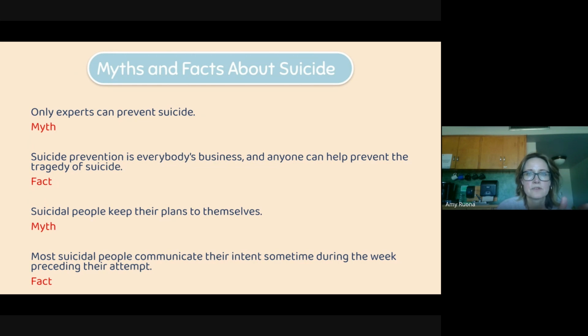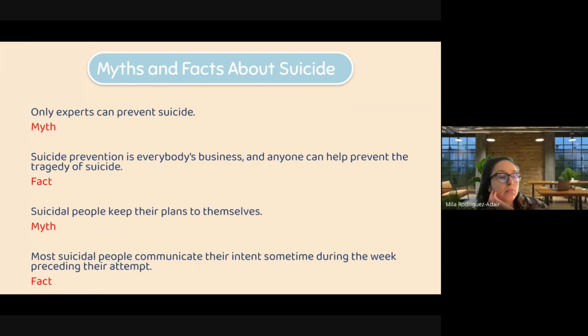Sometimes it happens impulsively. When we talk about reducing access to means, that is a big suicide prevention strategy. Whether it's an impulsive decision, frequently it is not. Frequently, folks who are suicidal have different signs emerging in the weeks and days leading up to it. They're communicating some sort of intent.